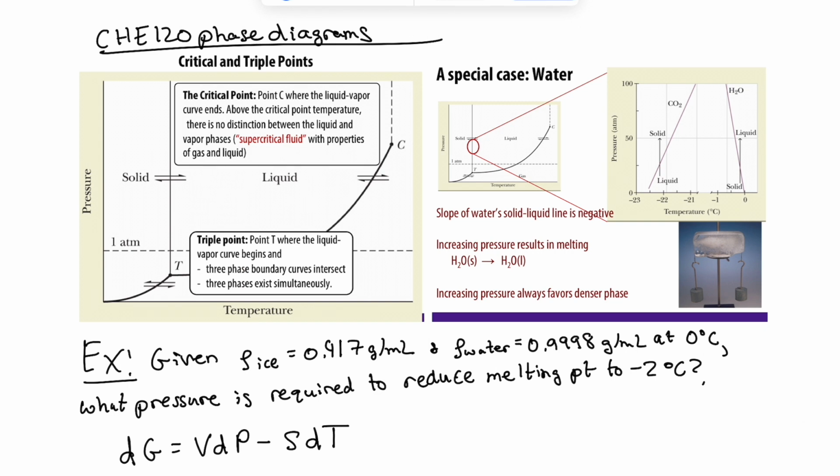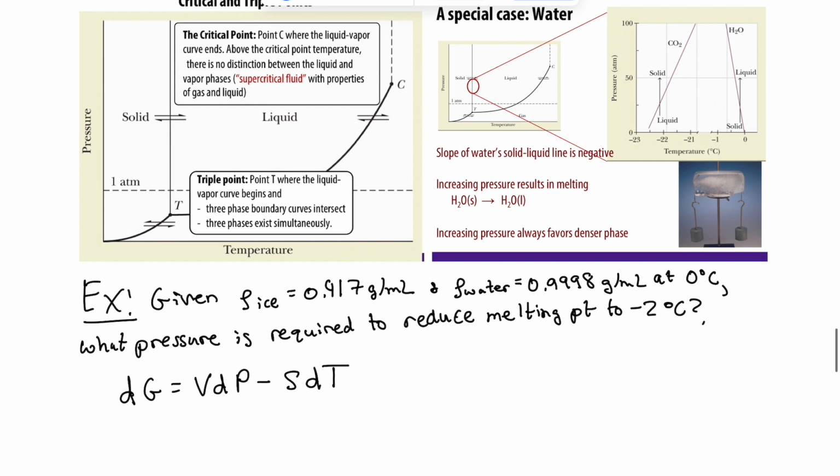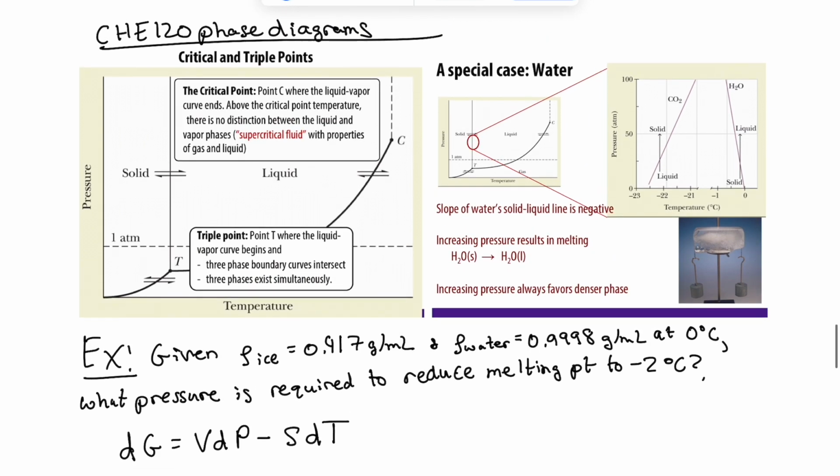Okay, this is maybe a good point to stop and see if you can calculate some of these things. We have our nice phase diagram here with all these nice points along the phase diagram. Given the density of ice, this is 0.917, density of water, 0.9998 at 0, what pressure is required to reduce the melting point to -2 Celsius?